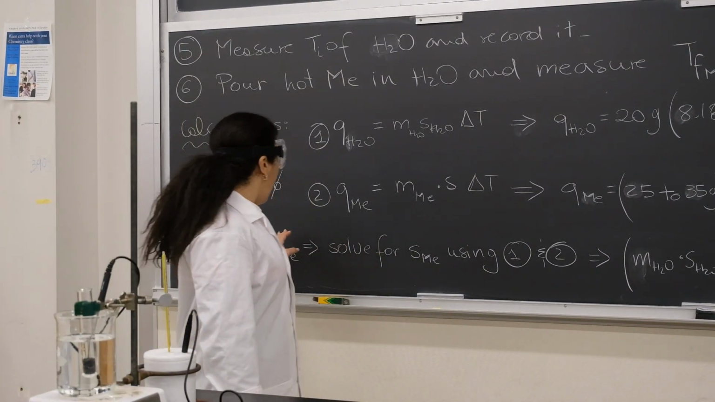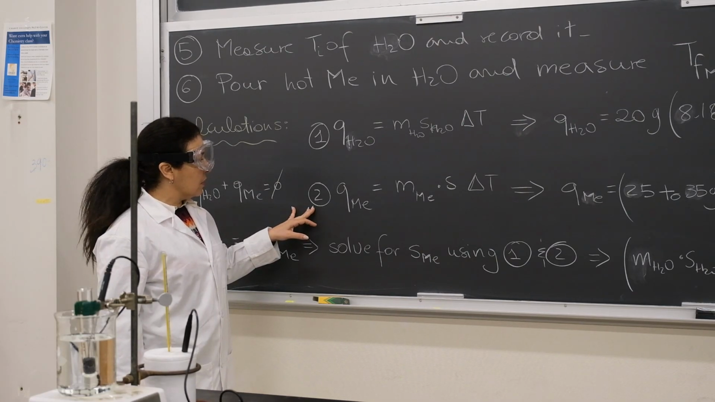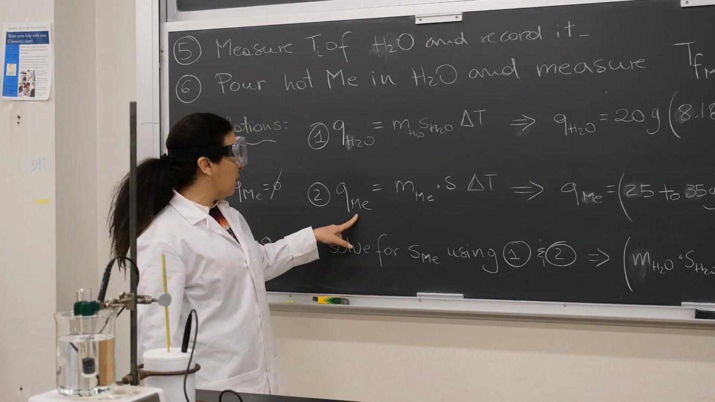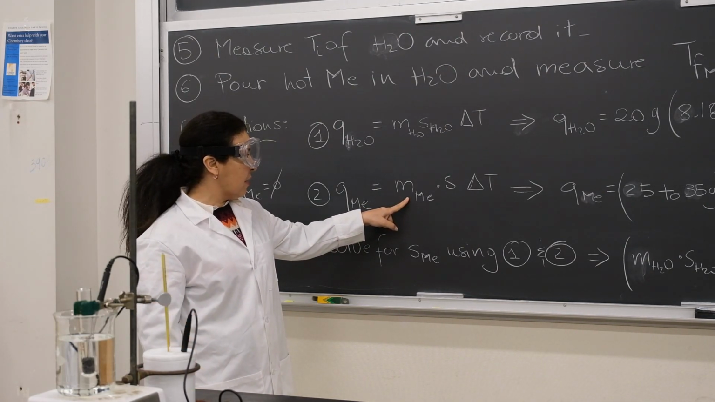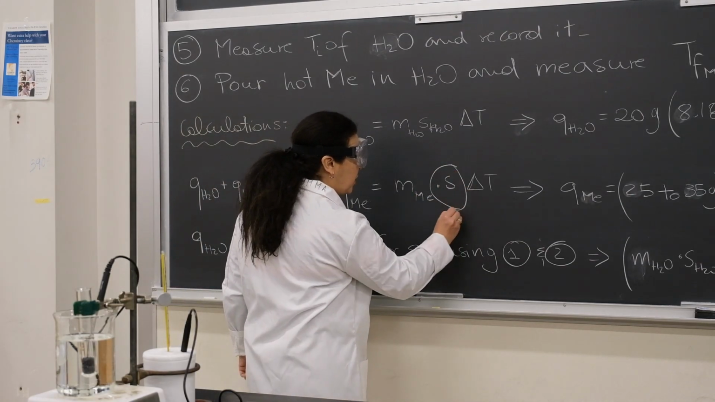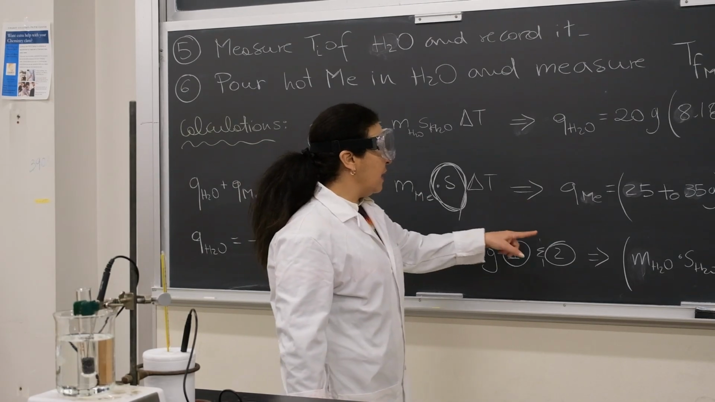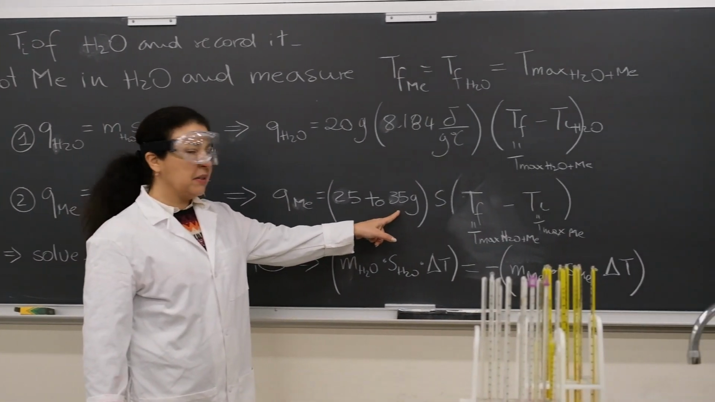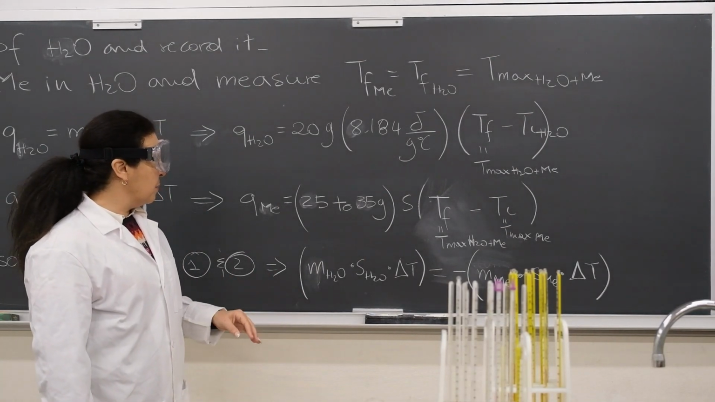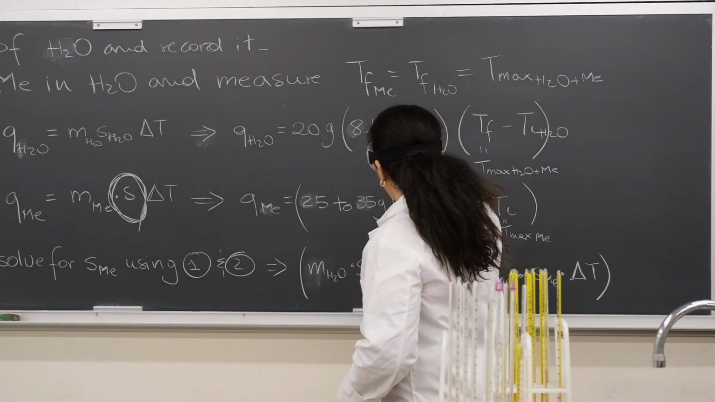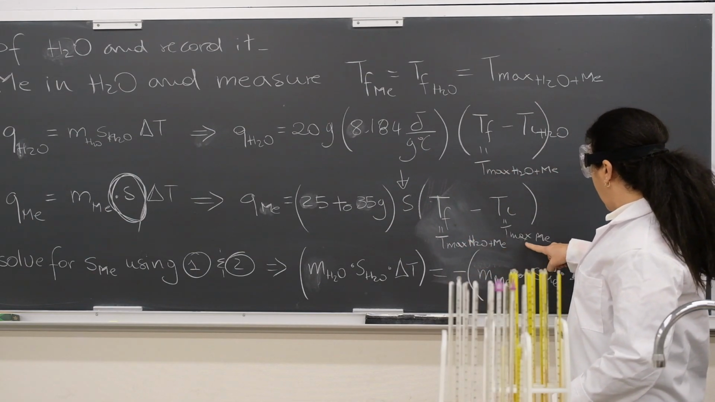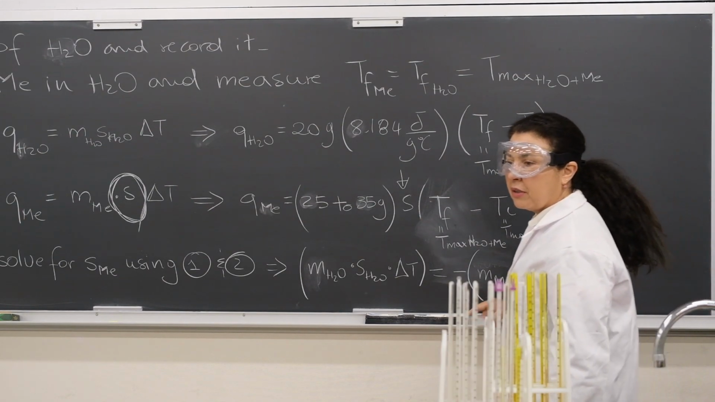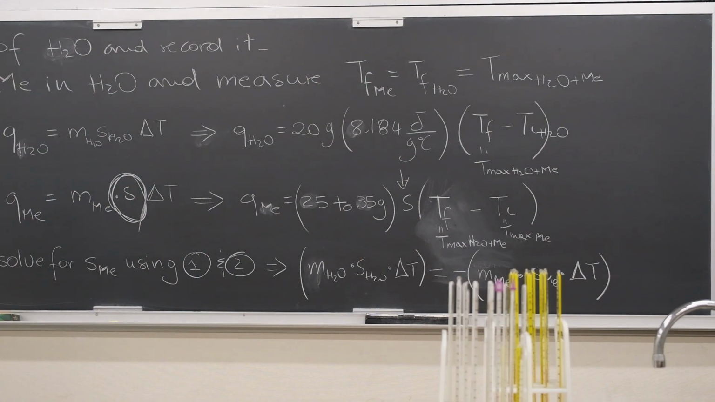Okay? Then what you do is you have the heat of the metal that's given by the mass of the metal that you are able to measure for each single run, the specific heat, which is what we want to calculate, and delta T. We said that we measure between 25 and 35, so for each group it will be different. S is unknown. T final is again the same T final that we have for the water. And T initial is the initial temperature that we measure with this sensor when we were heating up the water with the metal.